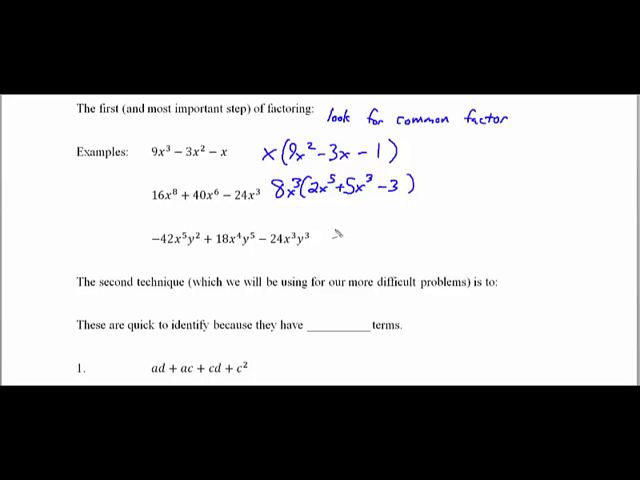This is an option, but as someone who's been around the block with mathematics a little bit, I strongly recommend you factor out a negative. So what number divides negative 42, positive 18, and negative 24? That's not 2. Yep, 3 works as well, so does 6. So we're going to factor out a negative 6.